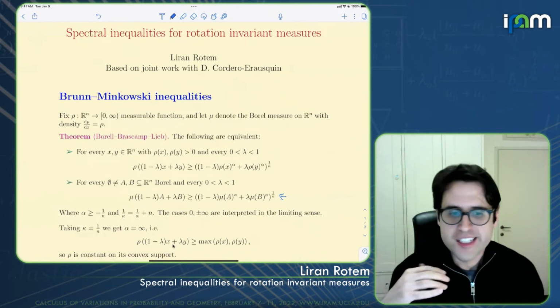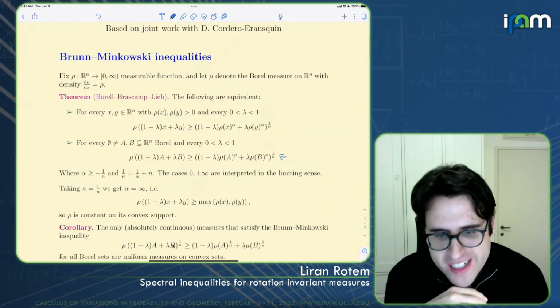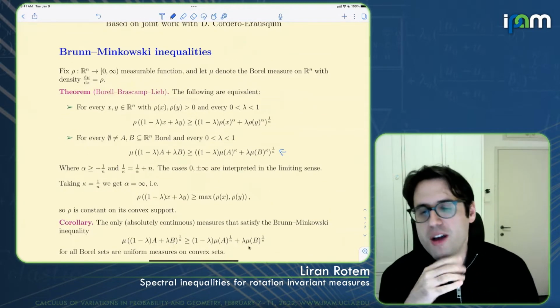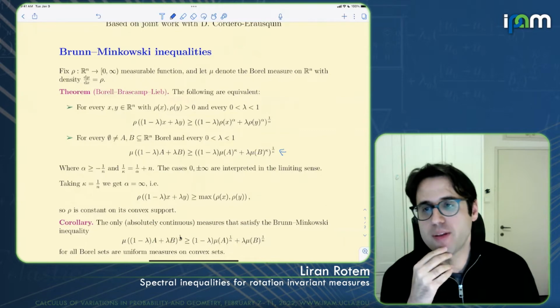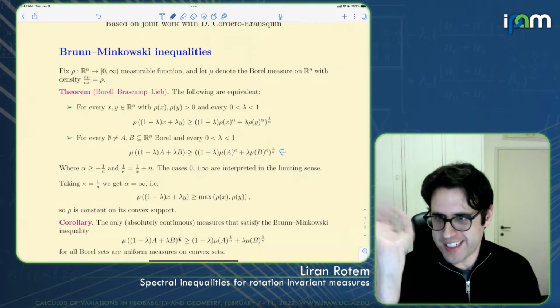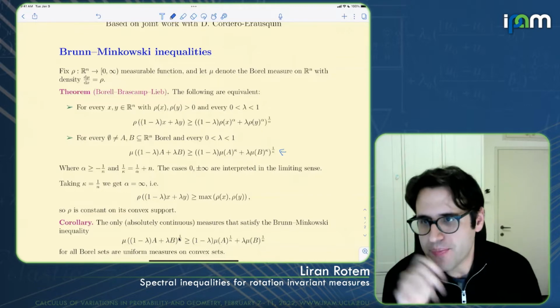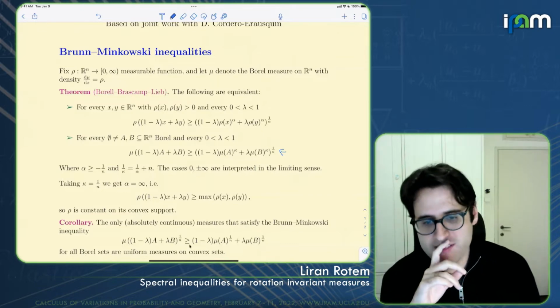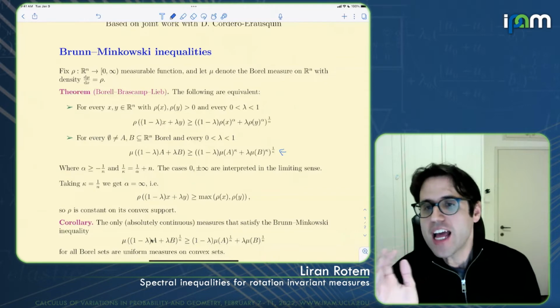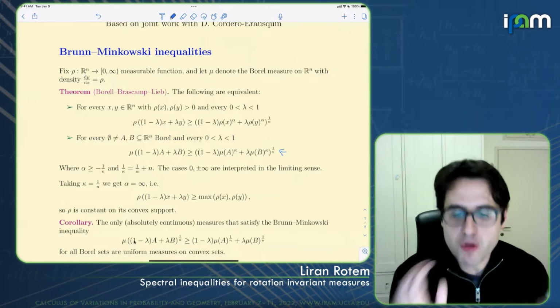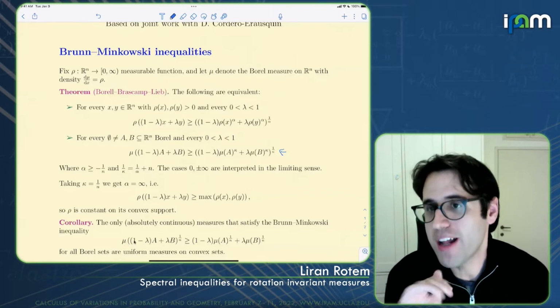So, right, the corollary of this Borel-Brascamp-Lieb is that if I have a measure, and I want this measure to satisfy Brunn-Minkowski with the optimal constant, with exponent 1 over n, you cannot do any better. And I want this for all Borel sets and all lambda between 0 and 1. The only possible such measures are uniform measures on convex sets. There are no other examples.